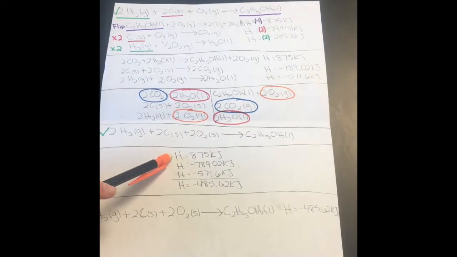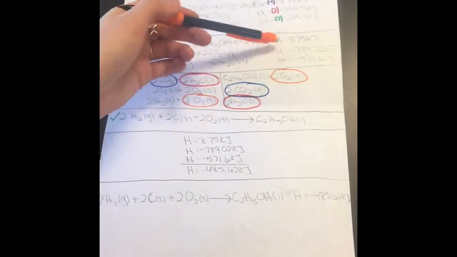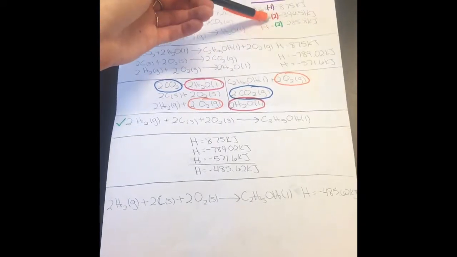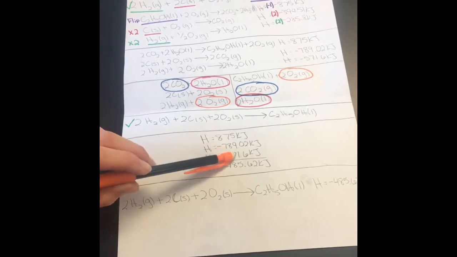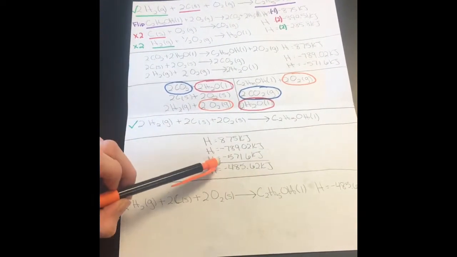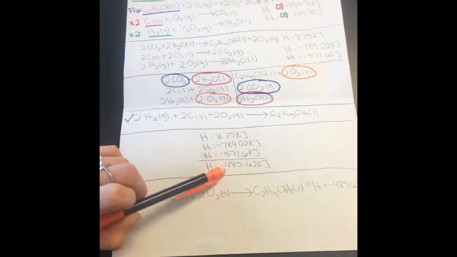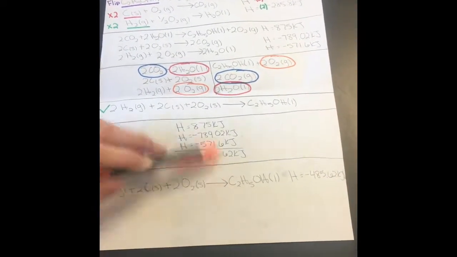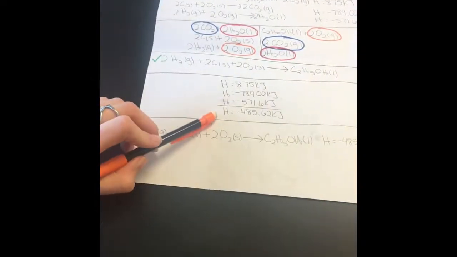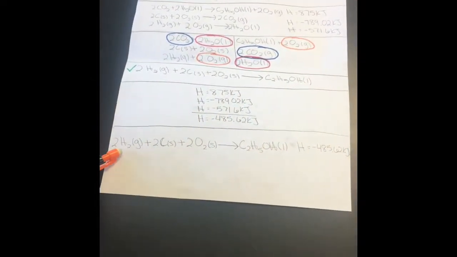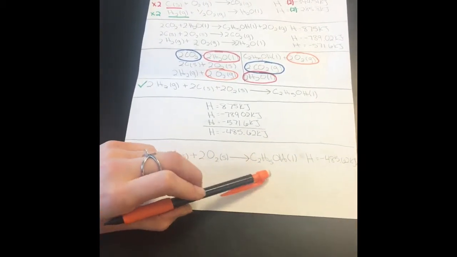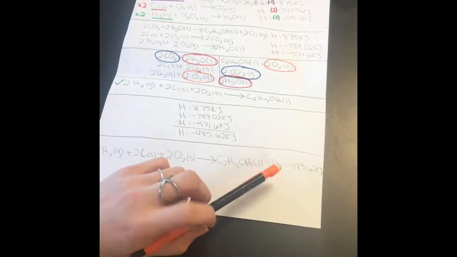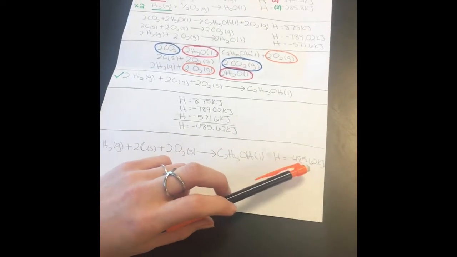Then you have to take all the changes of heat based off whenever you multiplied them by negative 1, 2, and 2, which would be 875 kJ plus negative 789.02 kJ and negative 571.6 kJ. Whenever you add them all up, you get negative 485.62 kJ. So that's your change of heat for this initial equation: 2H2 plus 2C plus O2 with the product of C2H5OH has the change of heat of negative 485.62 kJ.